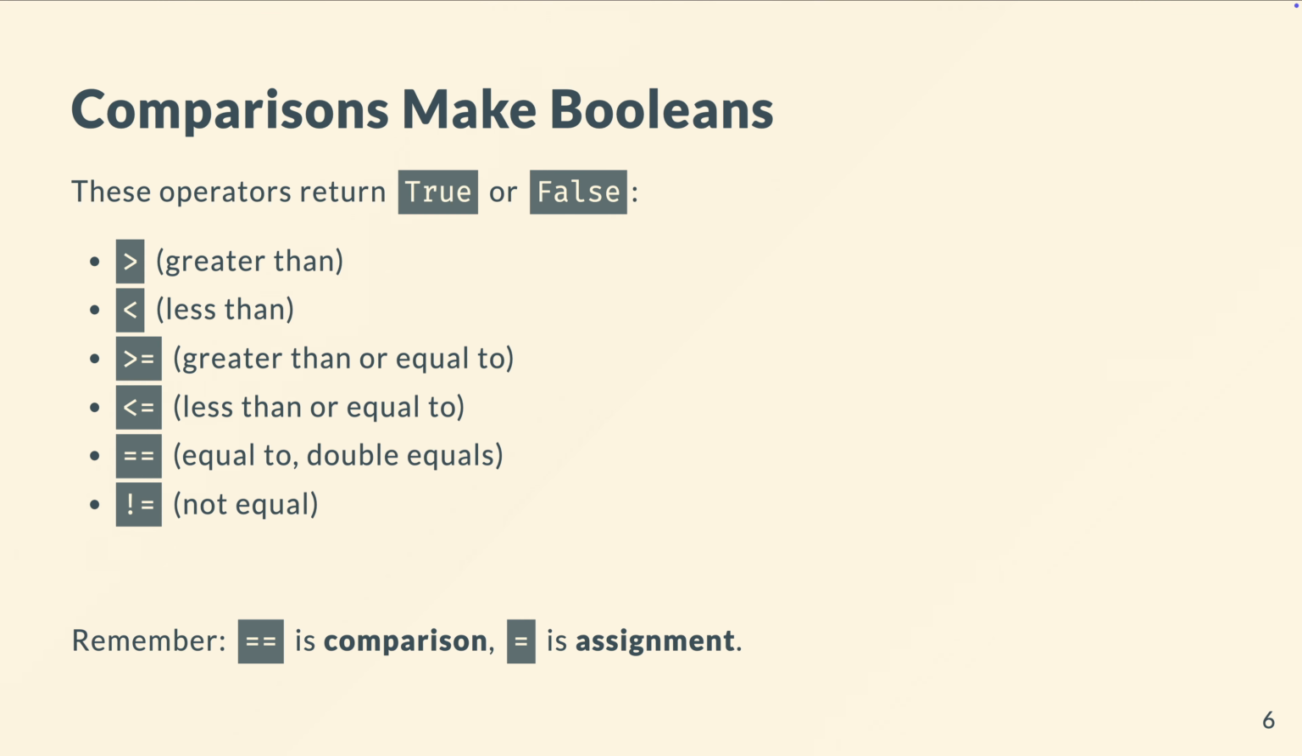Now, how do we create Boolean values in code? One common way is comparisons. Comparisons produce True or False. Here are the comparison operators: greater than, less than, greater than or equal to, less than or equal to, double equals, meaning equal to, and not equal to. One more very important rule: double equals is comparison, single equals is assignment. Assignment means you store a value into a variable.